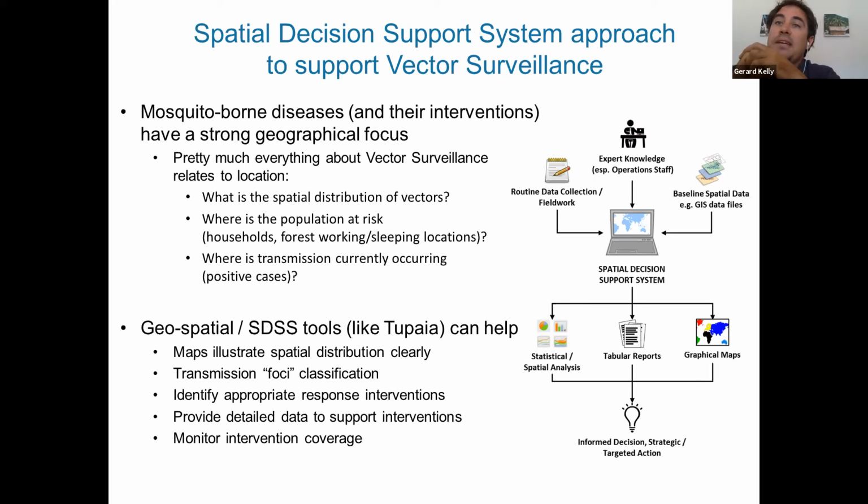Where is current transmission happening? Obviously, we can utilize key information, and I'm not sure if my little pointer will work here, but basically this is what we do in Tupaia.